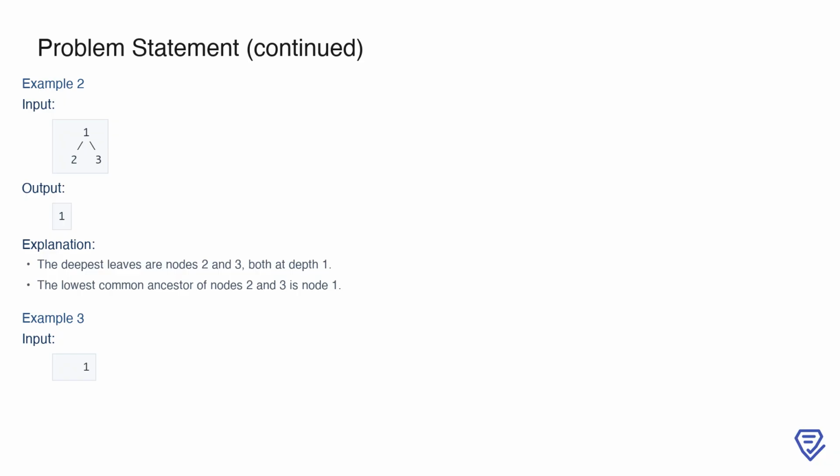For a simpler case, imagine a tree with just one node, like node 1. Since it is the only node in the tree, it is also the deepest leaf, and naturally, the lowest common ancestor is the node itself. So, the output is 1.